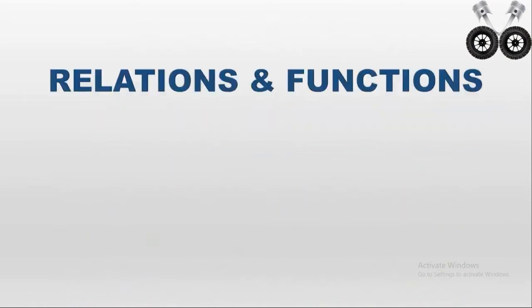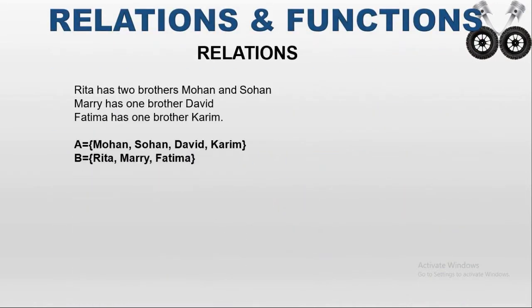Part 3, Relations. Before seeing the definition for relations, we will see some examples of relations. For example, there is a girl, her name is Rita. She has two brothers, one is Mohan, another one is Sohan. And there is another girl, her name is Mary, and she has one brother, David. And Fatima has one brother, Karim.